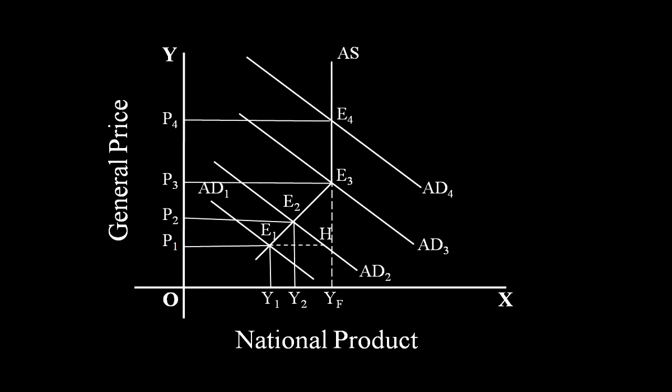Aggregate supply curve remaining constant, the tendency of increasing the price with every upward shift in the aggregate demand curve is called demand pull inflation.